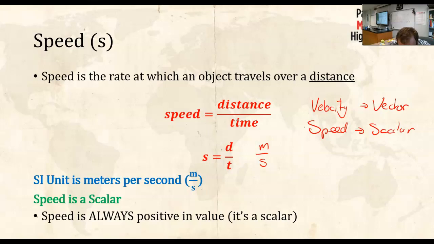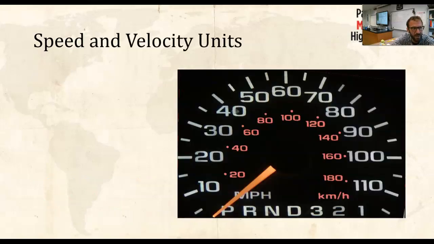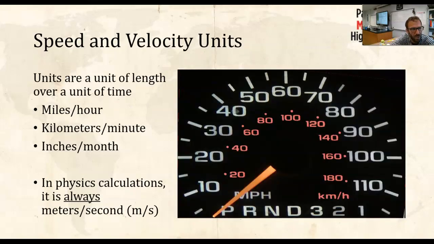Alright, so where's my little thing? I told you that the unit is meters per second. I was not lying, but just so you know, it can in theory be any unit of length over any unit of time. So miles per hour, right? Miles is a unit of length. Hour is a unit of time. Kilometers per minute is the same. Kilometers is a unit of length. Minute is a unit of time. Inches per month, like hair grows at like half an inch per month, right? So inches is a distance, is a length. Month is time. But in physics, we always boil it down to meters per second.